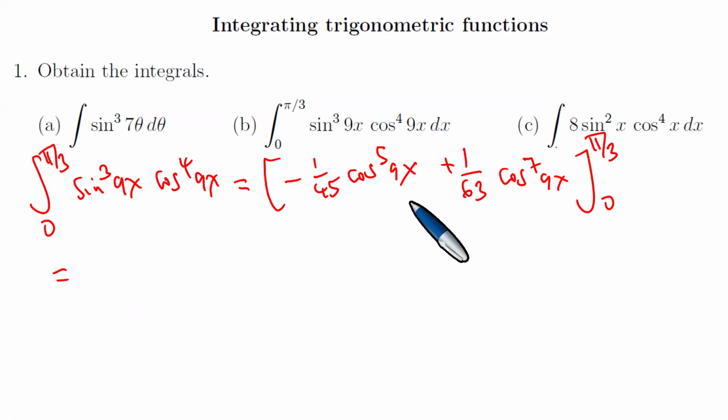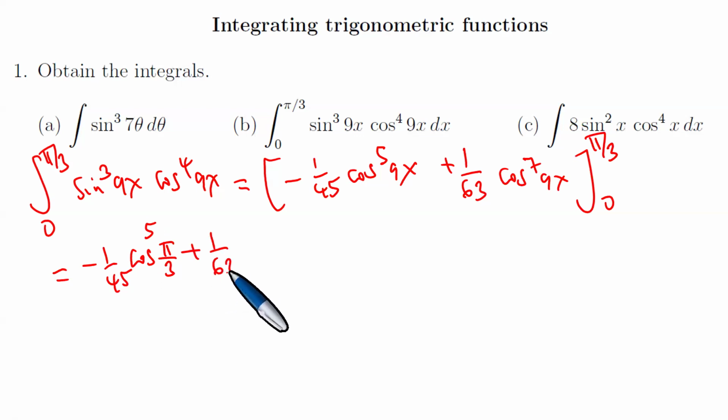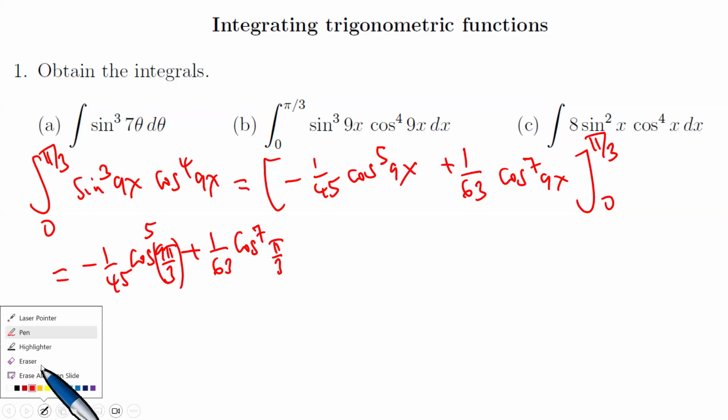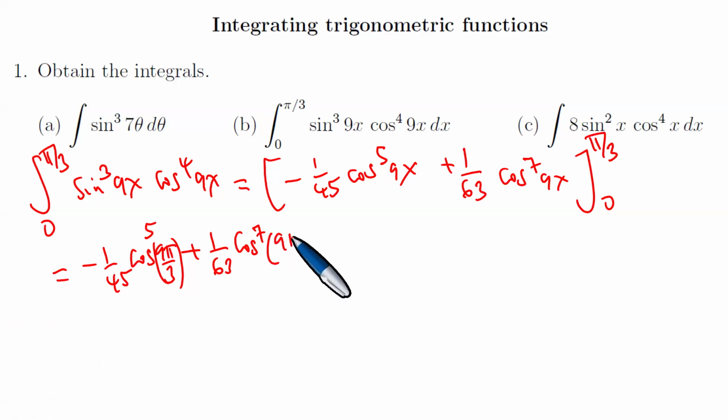Meaning that at this point, you plug in the limits and you have minus 1 out of 45, the cosine of pi over 3 to the 5th power, plus 1 over 63 cosine to the 7th of pi over 3. Okay, with the 9. So that's going to be exactly 9 pi over 3 here. On this one, it's exactly 9 pi out of 3.